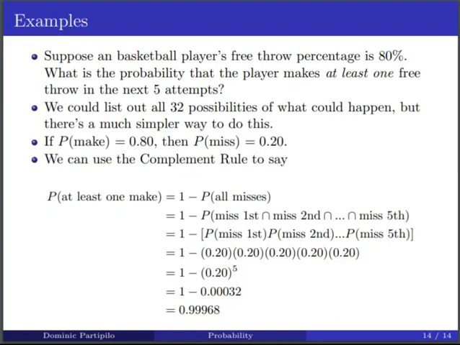So we have one more example here, and this one's actually a little bit tricky. So suppose a basketball player's free throw percentage is 80%, and we want to know the probability that the player makes at least one free throw in the next 5 attempts.